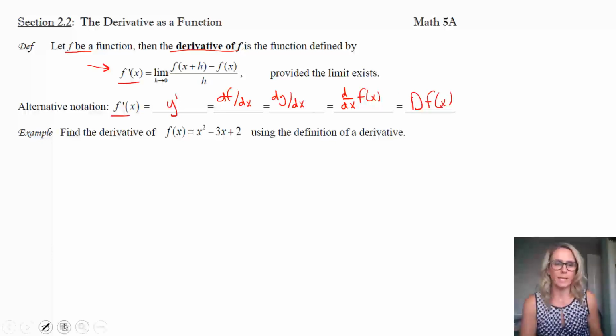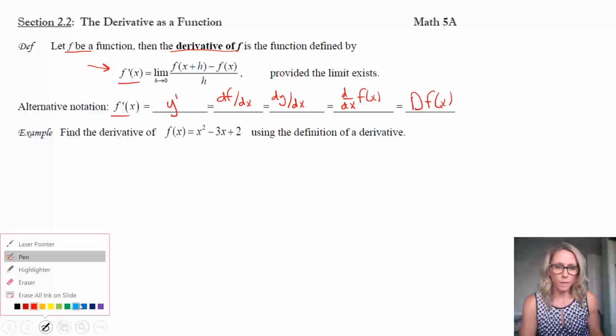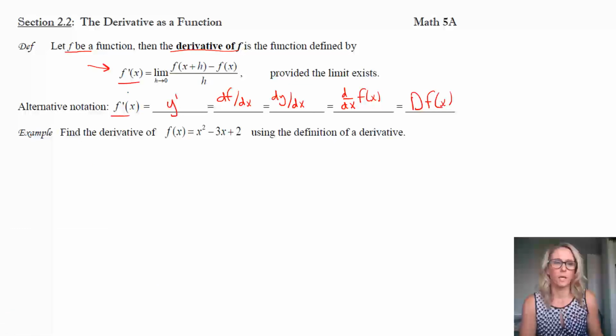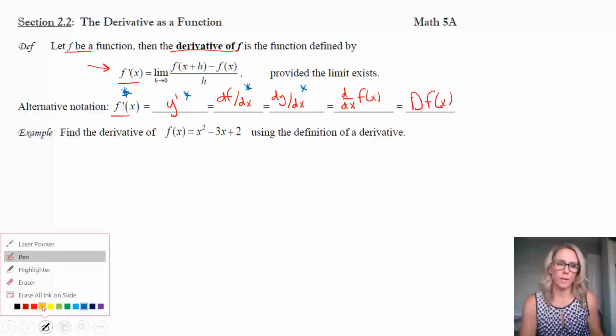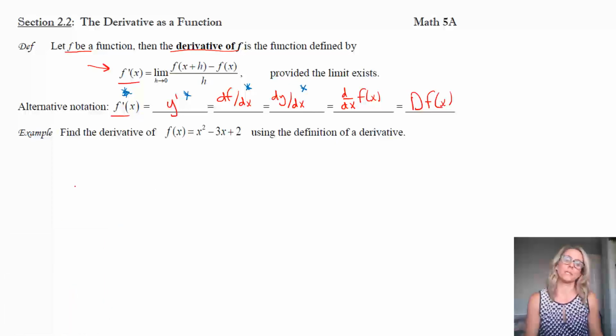But I will tell you that in general, mainly what you're going to see, you see obviously a lot of f prime of x. You see y prime quite a bit. You see this, and then maybe some of this. The other two, we just don't see them as much. So it's kind of in order of how frequently you will see the different notation. But they do all mean the same thing. It is alternative notation.